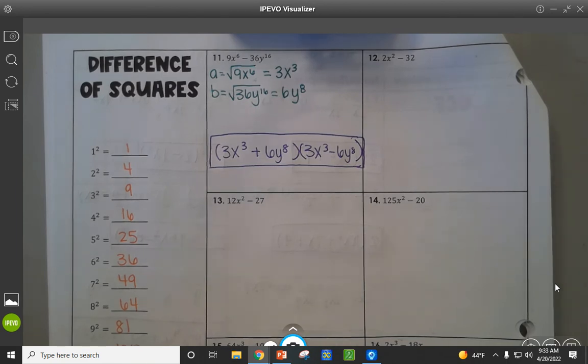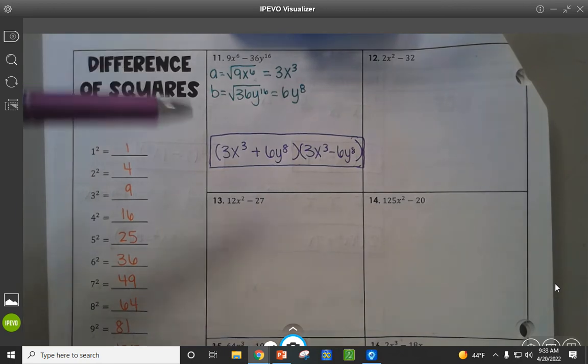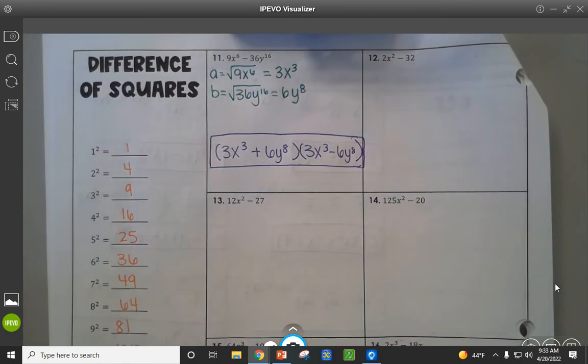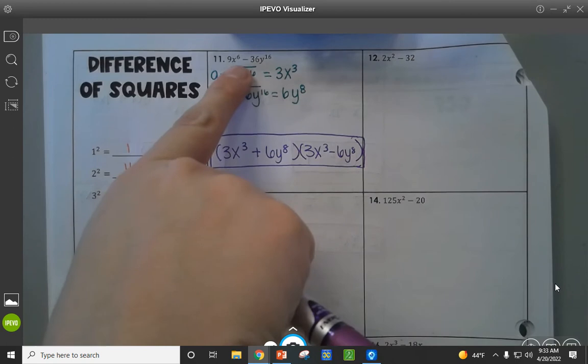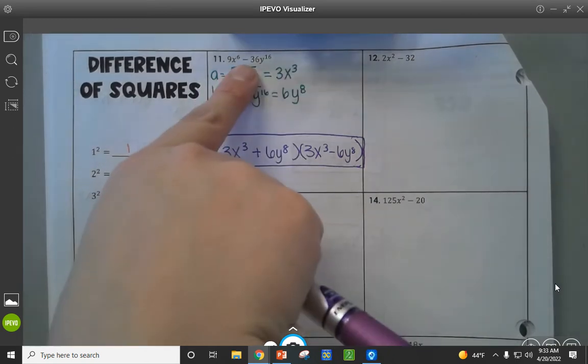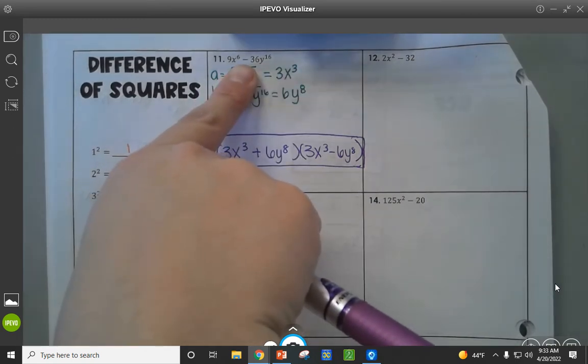What you're really supposed to do is always look for a GCF. And I saw 9 and 36 and was like, oh, those are perfect squares. But both of those are divisible by 9. We actually should have factored out a 9 first. We should have divided both of those by 9 if I was paying attention.